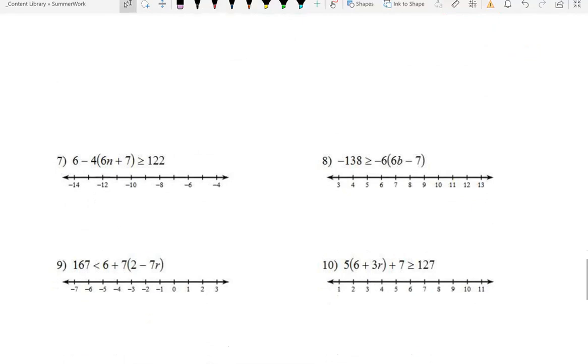Okay. Again, pretty straightforward here. I'll just do one of them. We're solving and then putting it on the number line. I'll just do the first one. 6 minus 24n minus 28 is greater than or equal to 122. Combine my terms. Negative 24n minus 22.